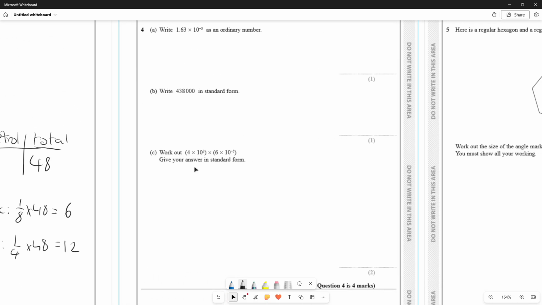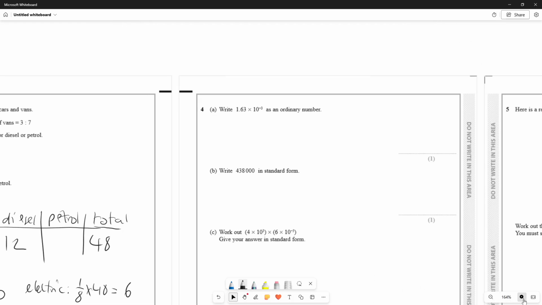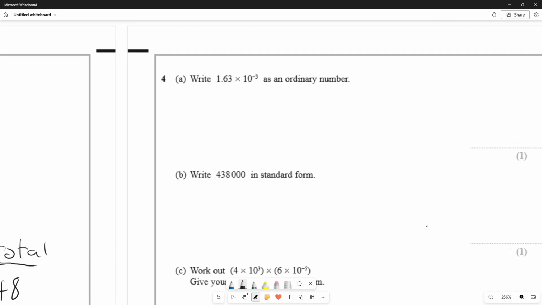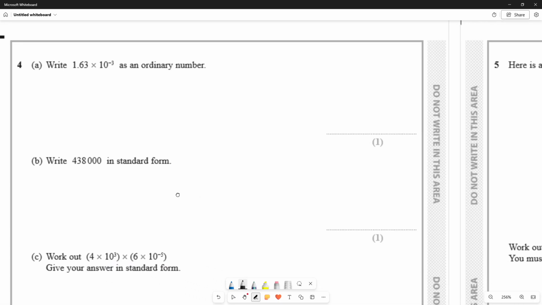Question 4. A. Write 1.63 times 10 to the minus 3 as an ordinary number. Let me show you how to do this. So if I zoom in, it might help. We have this -3 over here. So what does this -3 mean?